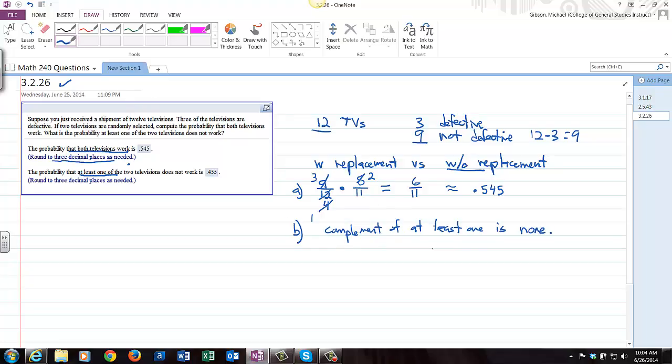If you say at least one, no matter how many you're going to draw, like in this case you're only going to draw 2, right? So this would mean either 1 is defective or 2 is defective. Well, the only options are 0, 1, or 2, right? So this says the probability that either 1 or 2 is defective. The complement of that then would just be 0 because that's all that's left.